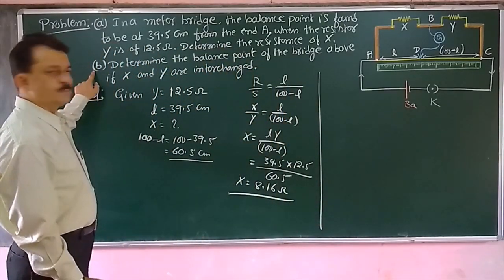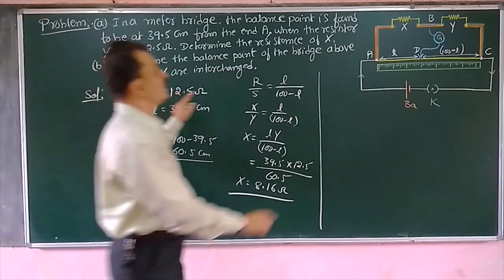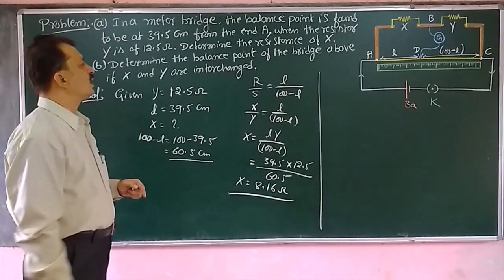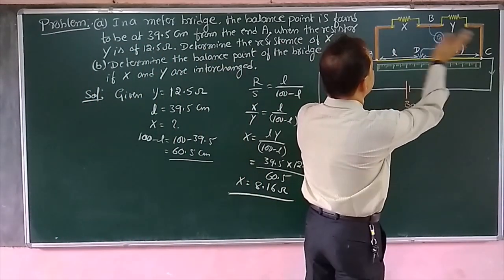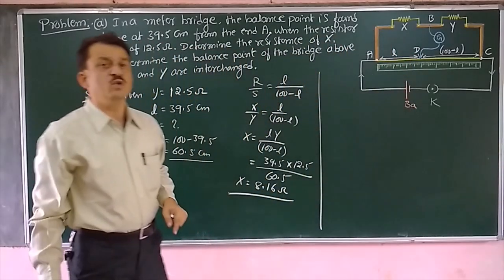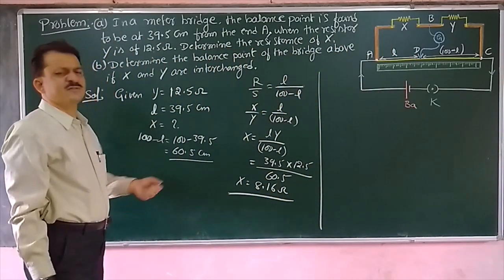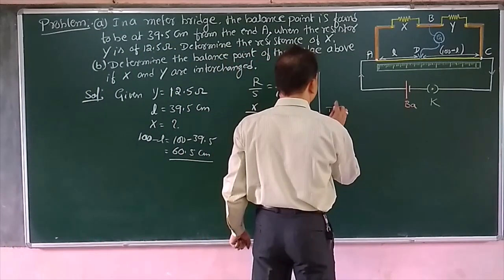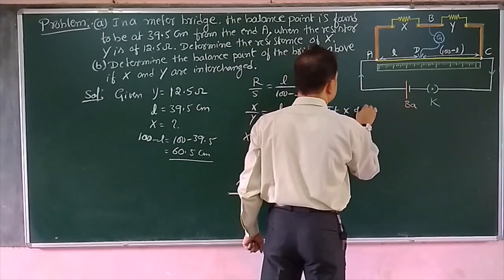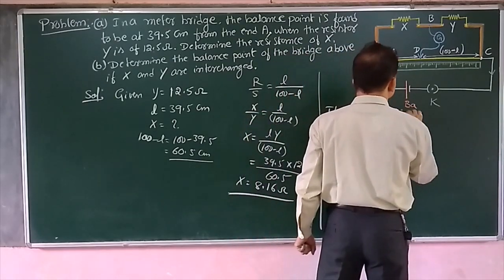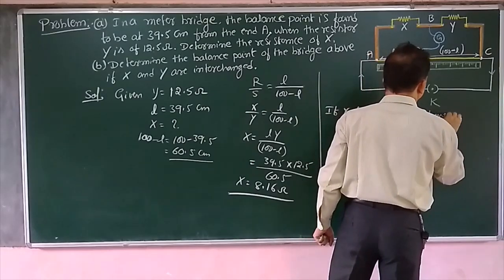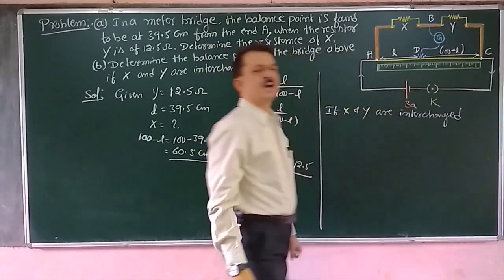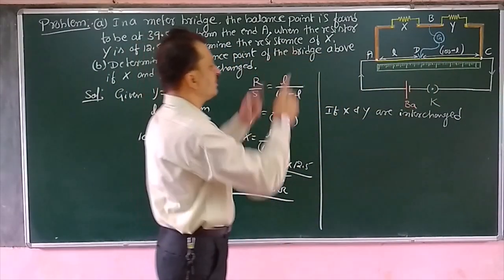Now the second part is B, that is, determine the balancing point of the bridge above if X and Y are interchanged. If the values of X and Y are interchanged, what is the new balancing point? That means we have to calculate L. If X and Y are interchanged, now here we are placing Y and here we are placing X.